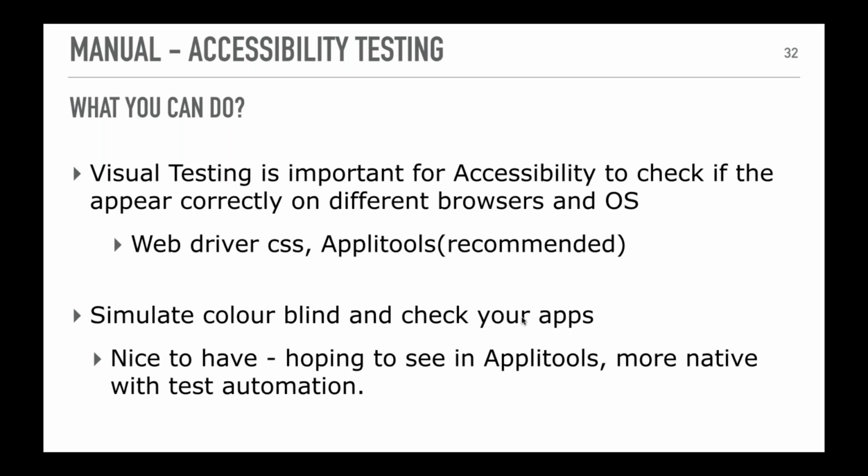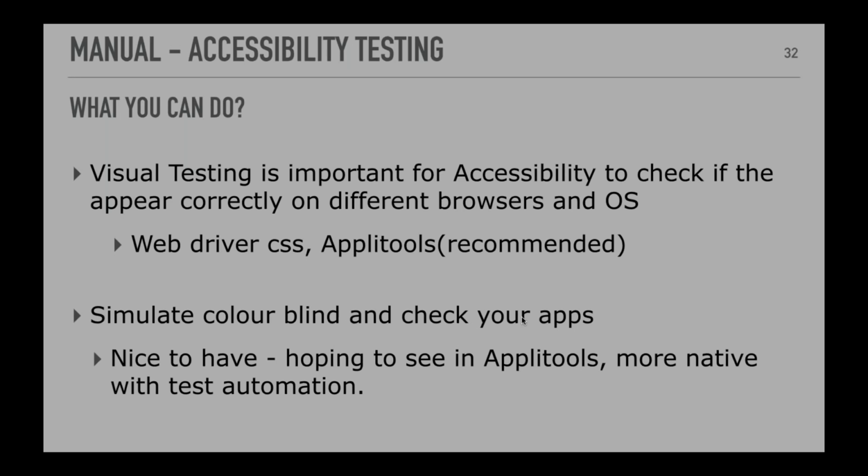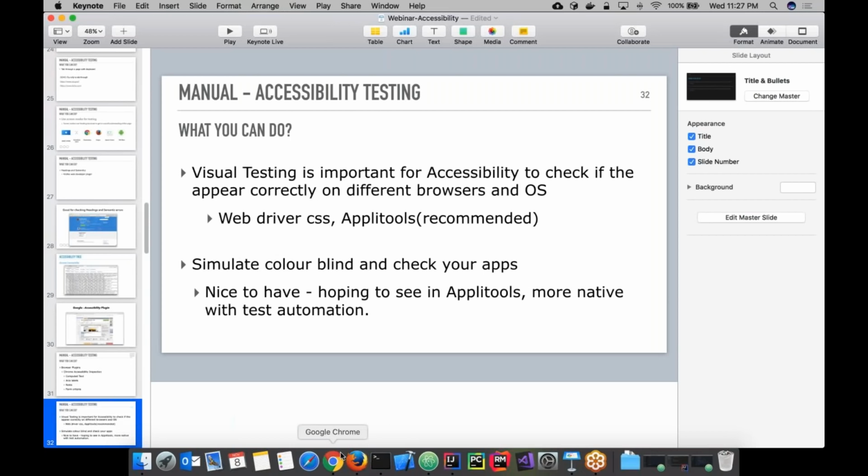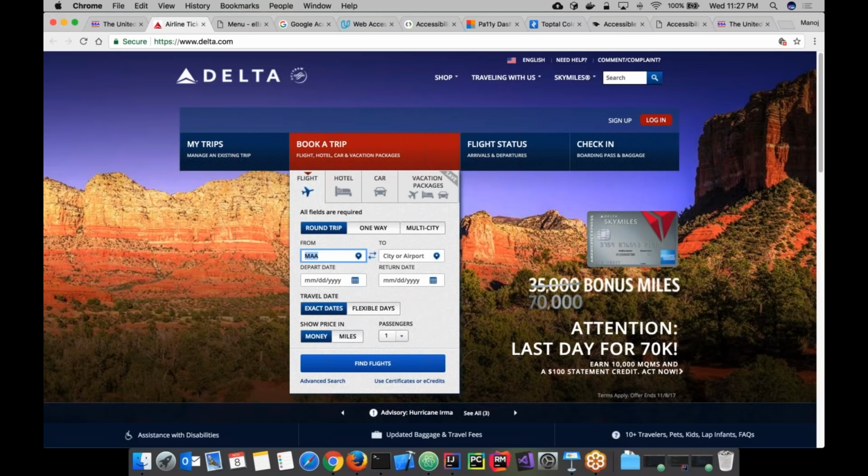Also, one of the crazy things that I did on my previous project was to simulate a colorblind way of seeing the application and check your apps. I'm not sure if many of you have tried that, but you can still do it, and it's one of the nice features. I'm hoping to see that in Applitools, which will bring it in more natively into the automation. Meanwhile, there is an application which will help you to do that.